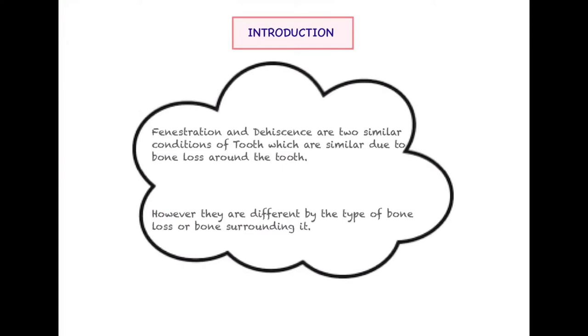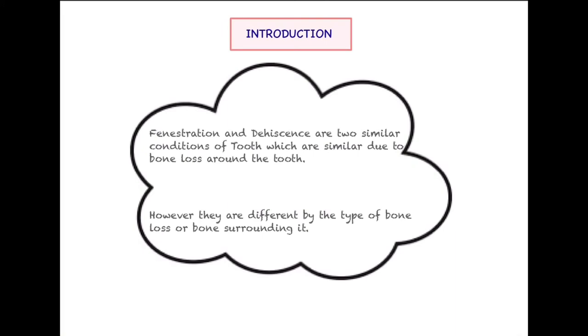So coming to the introduction, basically fenestration and dehiscence are two similar conditions of the tooth, and these are similar in terms of the bone loss which occurs around the tooth. However, they can be differentiated by the type of bone loss which is occurring or on the basis of the bone which surrounds the bone loss.